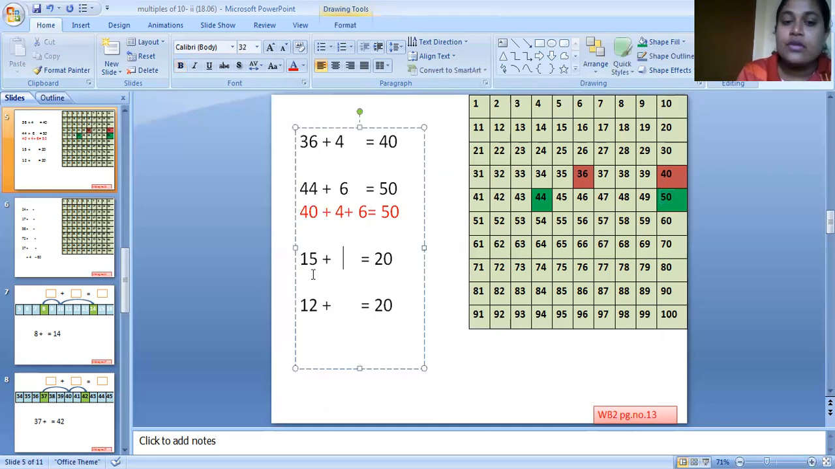And this one. 15 plus blank is equals 20. So we can write this 15 as 10 plus 5. And we know with the knowledge of number bonds to 10, it is 5 plus 5 is equals 10. So we can add one more 5 to check the answer. Here 5 plus 5 it is 10, and along with this 10 the answer is 20. You can try this also in your 100 square, right?